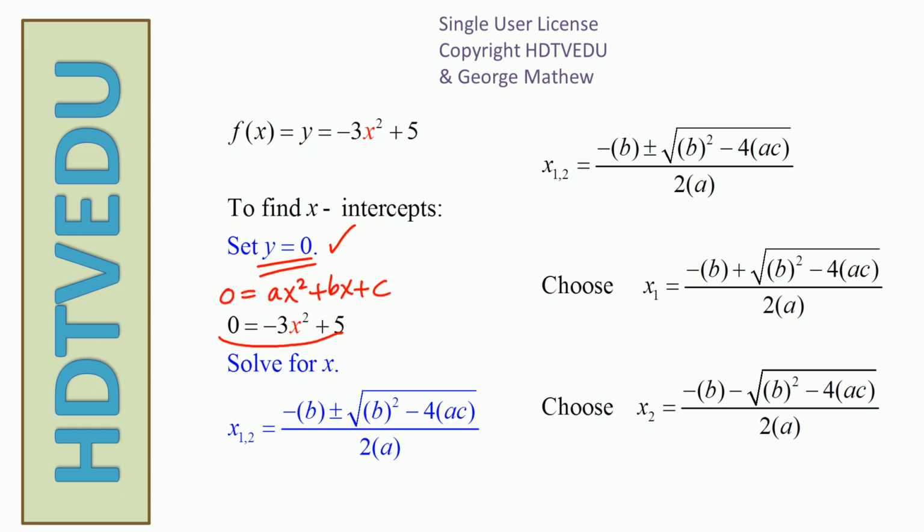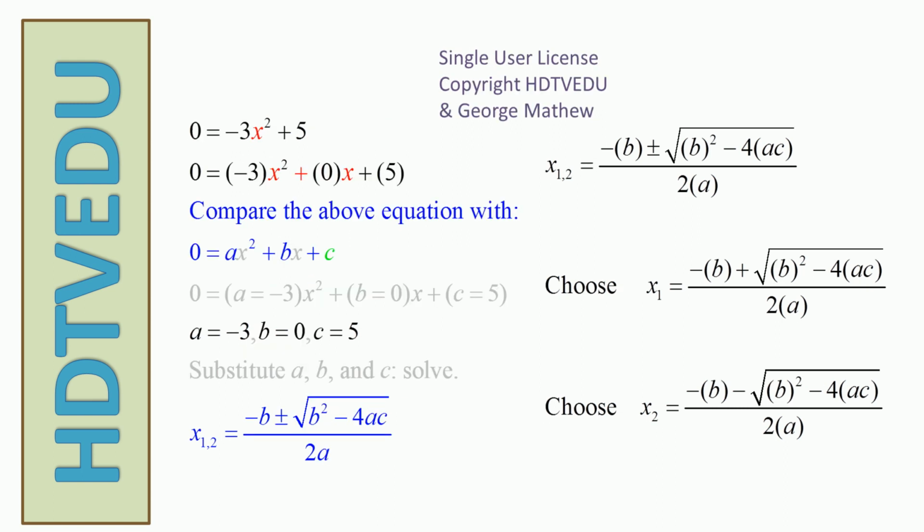Immediately you see that a is equal to negative 3, b is equal to 0. When there is no x term, it's as good as 0x. So b is 0, and c is positive 5. So that's what I have done here. All right, so we are up to here.